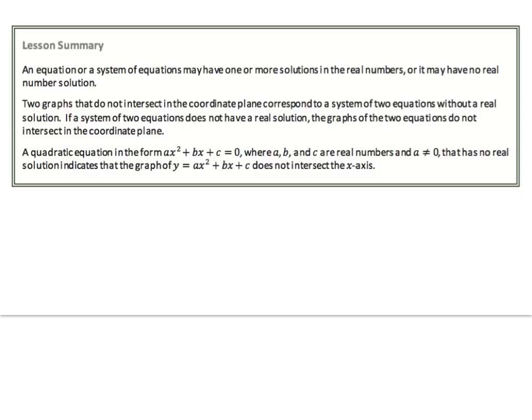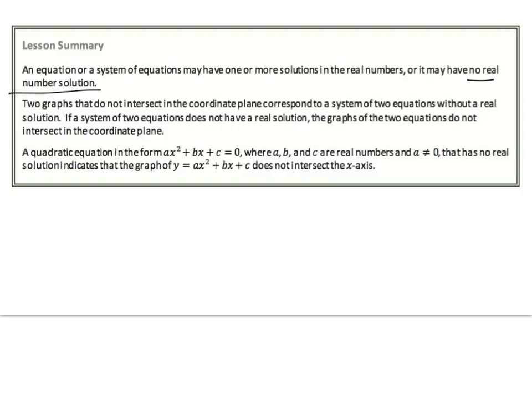Okay, and we're done. We're to our lesson summary. An equation or a system of equations may have one or more solutions in the real numbers, or it may have no real number solution. We're going to get into this in the next 2 lessons. If there's no real number solution, what does that mean? We still have a solution, it's just not real. It's not a real number.